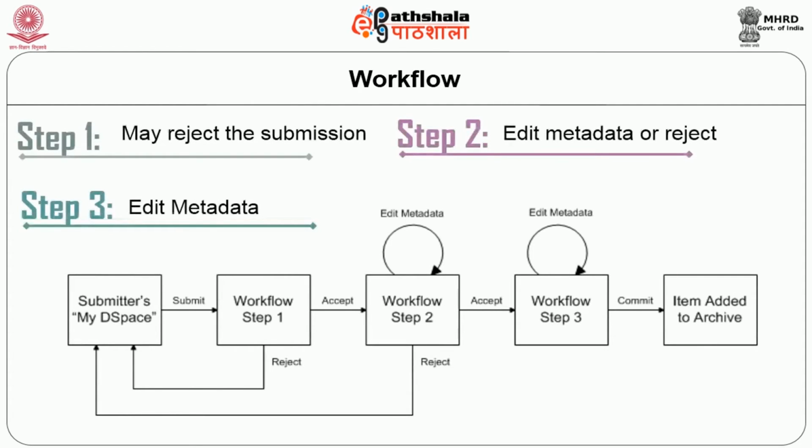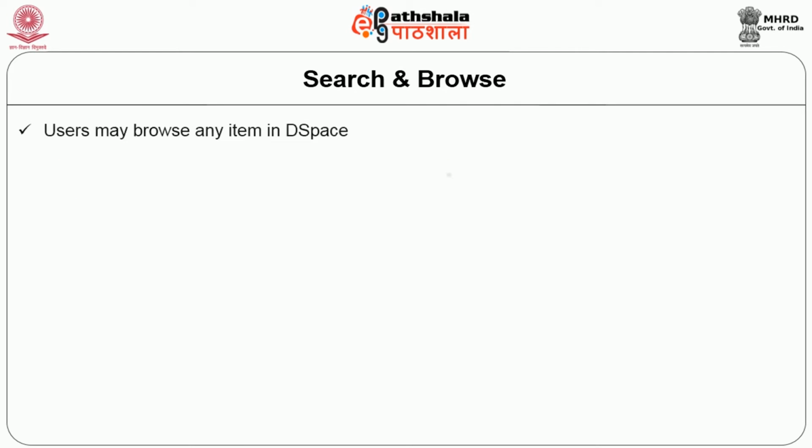So this is how the workflow goes. First, people can submit to DSpace, and if it is not perfect, you can reject it. Again, the submitter will submit and edit metadata. Then also you can reject it. If everything is perfect, after editing metadata, then add the item. That is merging.